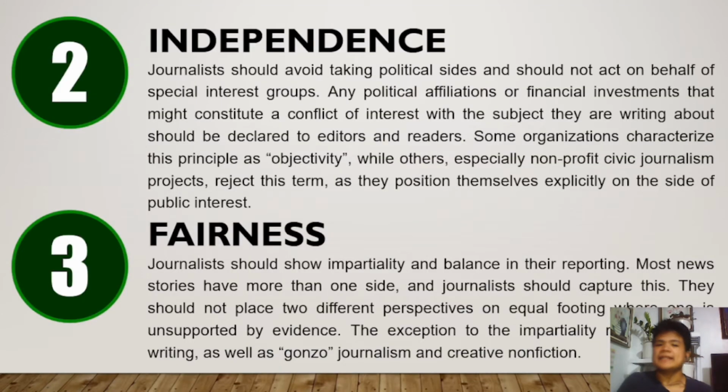Next, independence. So, journalists should avoid taking political sides and should not act on behalf of special interest groups. Any political affiliation or financial investments that might constitute a conflict of interest with the subject they are writing about should be declared to editors and readers. So some organizations characterize this principle as objectivity, while others, especially non-profit civic journalism projects, reject this term, as they position themselves explicitly on the side of public interest.